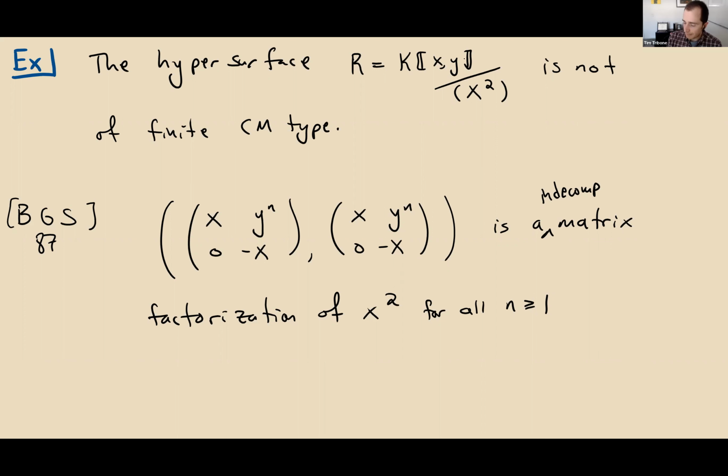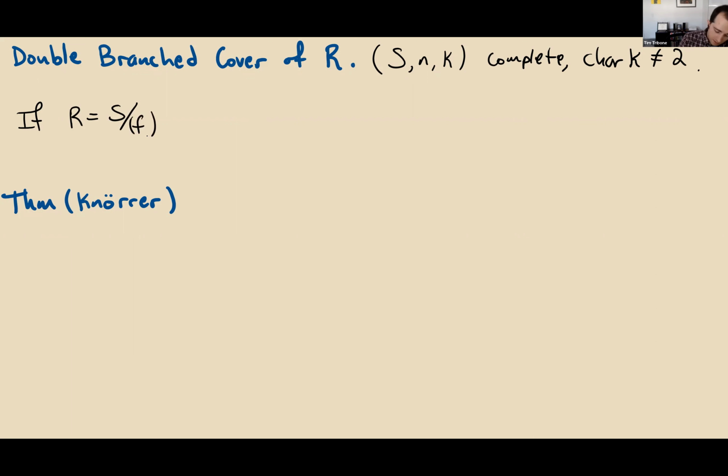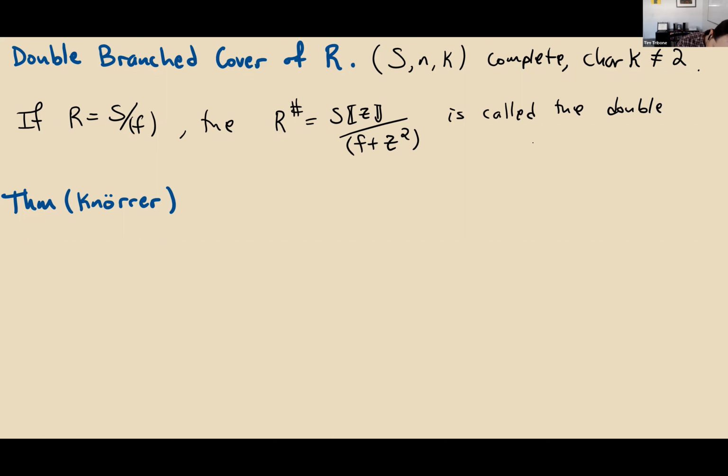Okay, so the next thing I want to get into is the branched cover situation. First we're going to talk about double branched covers. I will keep the same setup, except now I'm going to assume that my regular local ring is complete and the characteristic of the residue field is not 2, and that's it for the assumptions for now. So what is the double branched cover? We keep having the hypersurface ring, which is S mod F, then a new hypersurface ring, which I'll denote as R sharp, where I adjoin a new variable Z and mod out by F plus Z squared, is the double branched cover of R.